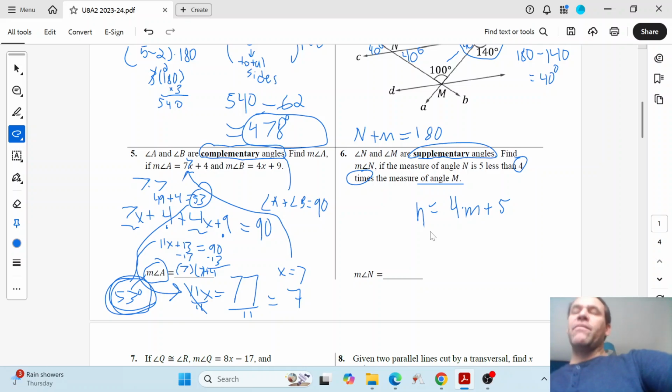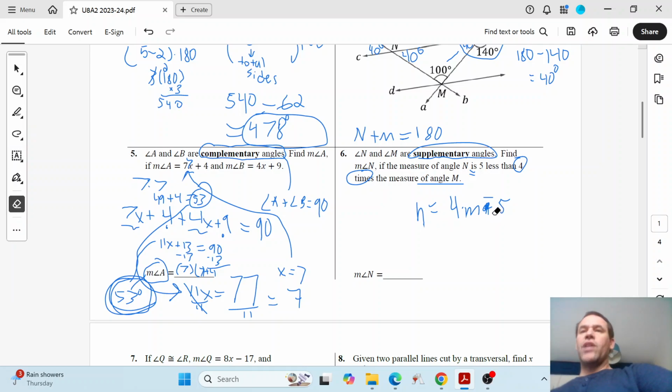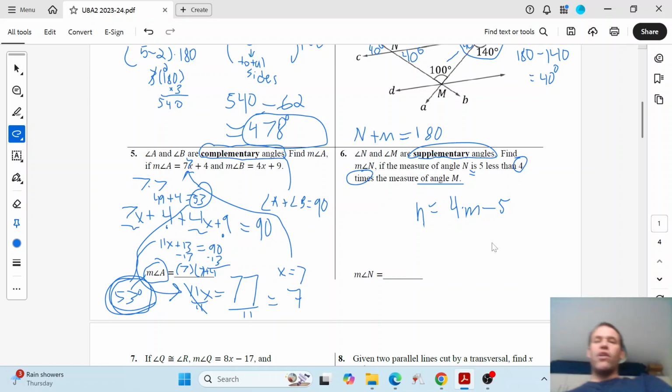So if the measure of angle N is 5 less than, well, actually, it's less than 4 times. Whoopsie. Okay, so angle N is equal to 5 less than 4 times the measure of angle M. It's okay to make mistakes as long as we fix them, right? So we're fixing them right now. Okay, so N is 5 less than 4 times the measure of angle M. Cool. So that's our setup.